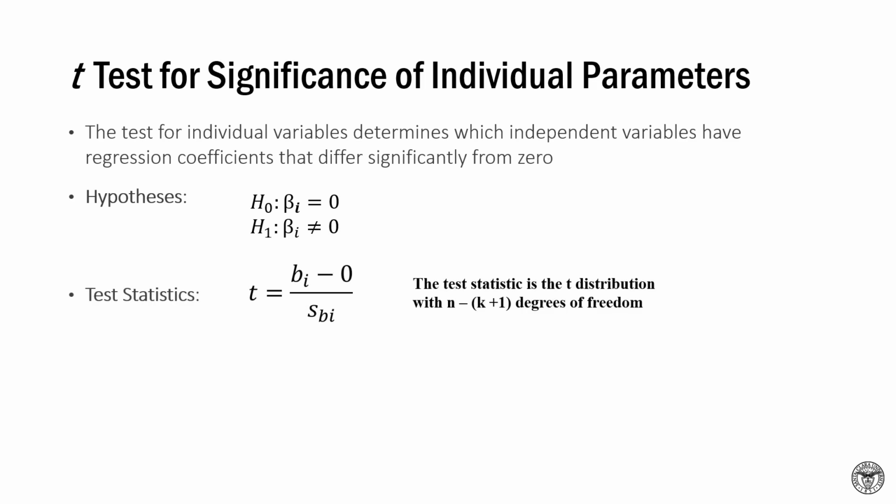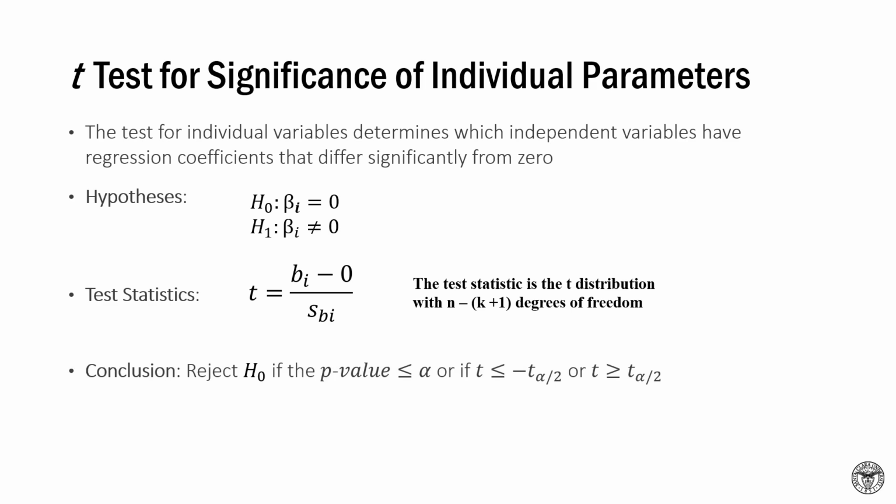The t statistic for each independent variable is calculated by dividing the estimated coefficient b by its standard error. This ratio measures how many standard errors the coefficient is away from 0. If the coefficient is far from 0 in terms of standard errors, the t statistic will be large in magnitude, and the null hypothesis that the true coefficient is 0 will be rejected.